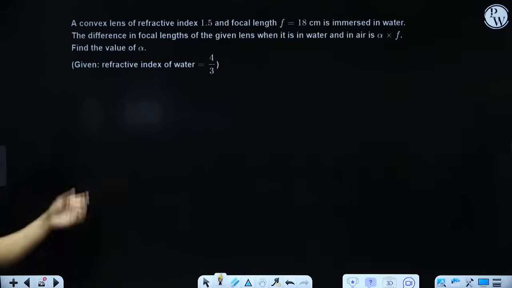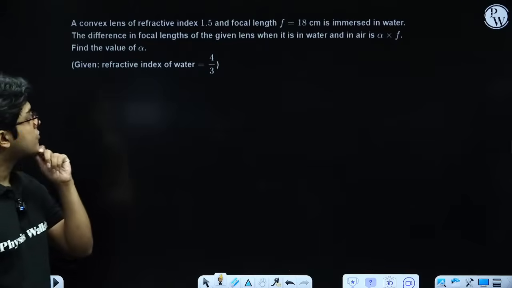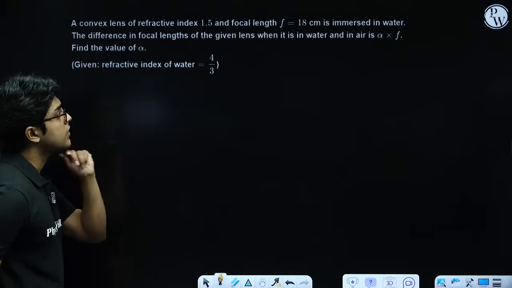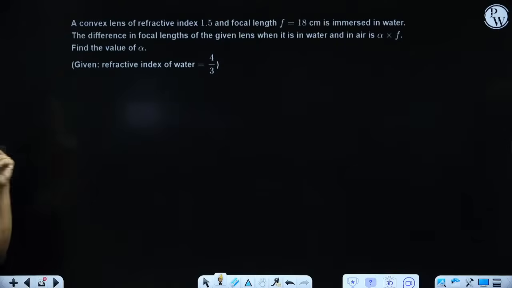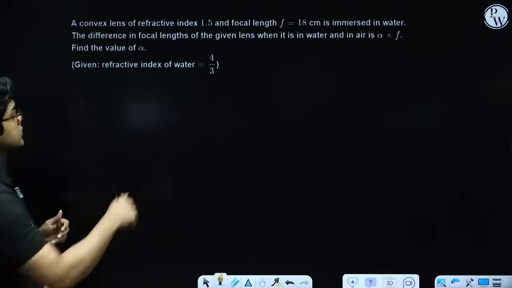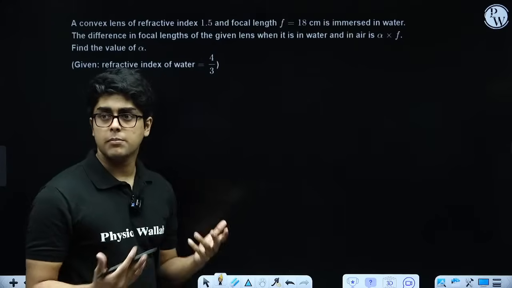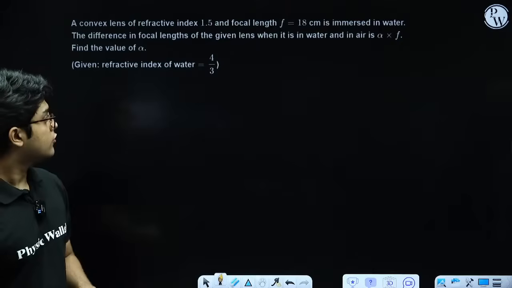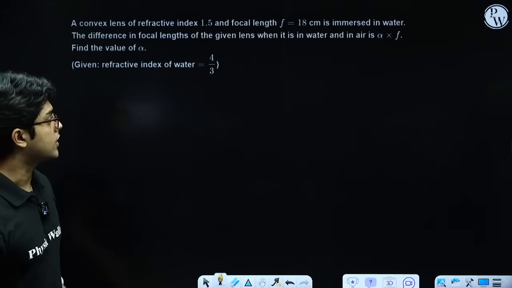Alright, so now we have a convex lens whose refractive index is 1.5 and focal length is 18 centimeters. It is immersed in water. Now the question is, of course, when we immerse a biconvex lens into water, the focal length changes, right? So that change in focal length is what they're asking.